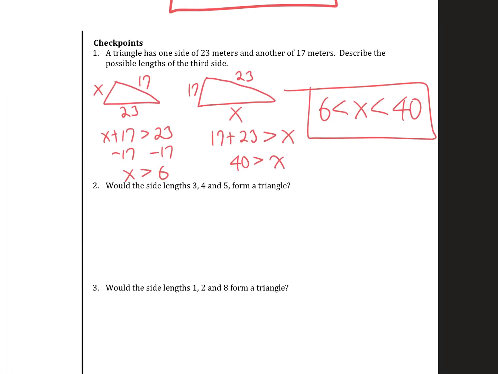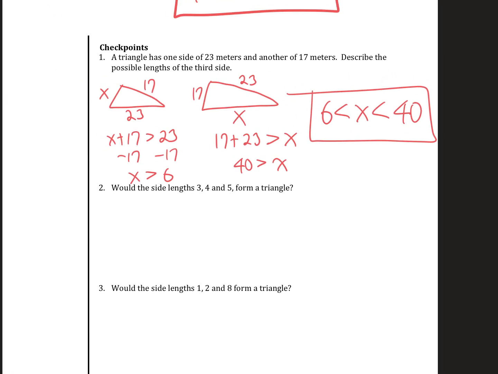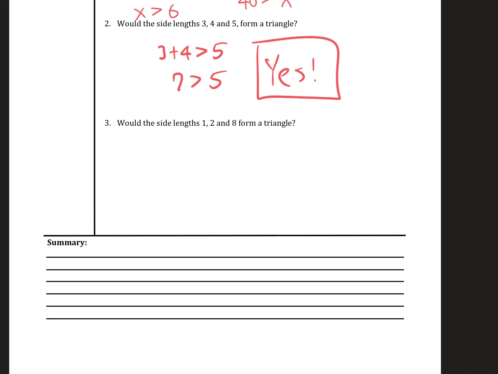Example 2, or checkpoint 2. Would the side lengths 3, 4, and 5 form a triangle? Remember, the two small sides have to be bigger than the third side. Where are the two smallest sides here? 3 plus 4 needs to be bigger than 5, which is the third side. What's 3 plus 4? 7. Is 7 greater than 5? It is. This is going to be yes. It forms a triangle.